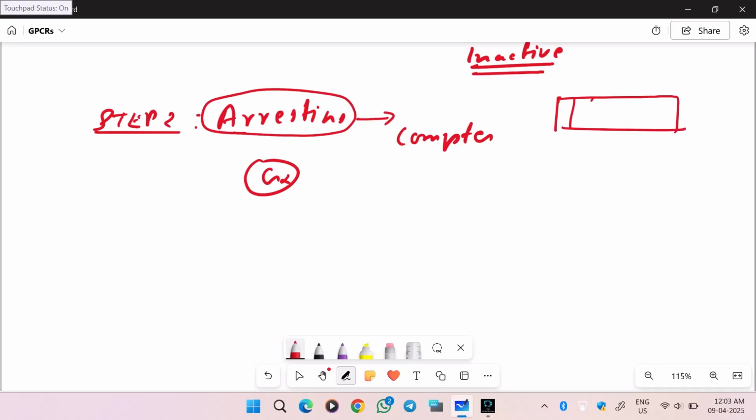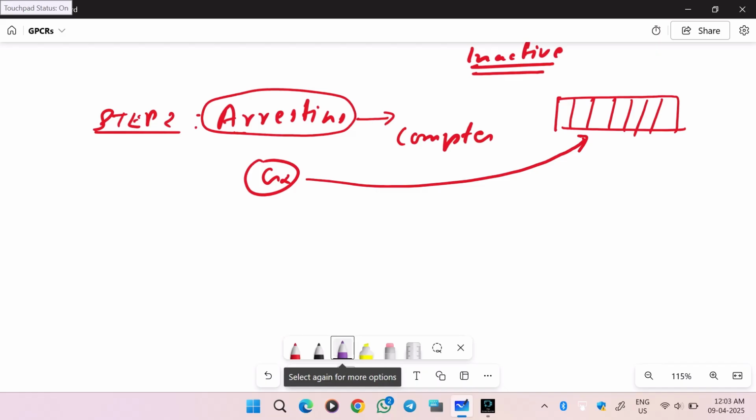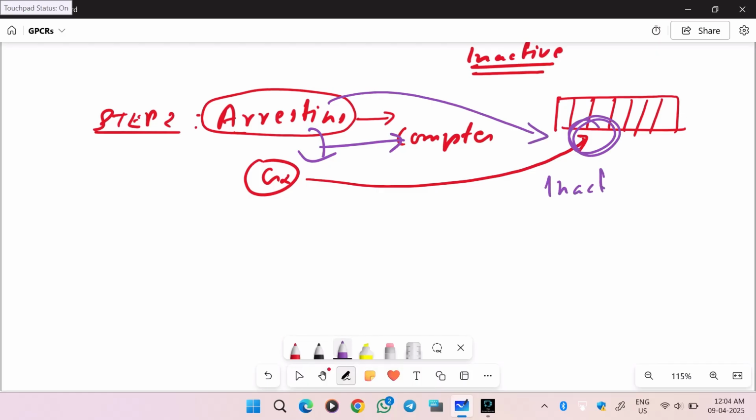Okay, we have this 1, 2, 3, 4, 5, 6, 7 receptor kind of thing to which our G alpha is actually bound. But when the arrestins are also released, because we are aiming to inhibit the receptor, right? So to inhibit the receptors, the arrestins are released, and they get into a competition. They will fight for this location where the G alpha was initially binding to the receptor. So this arrestin gets bound to this place, and thus it will inactivate the GPCRs. So this is the second way.